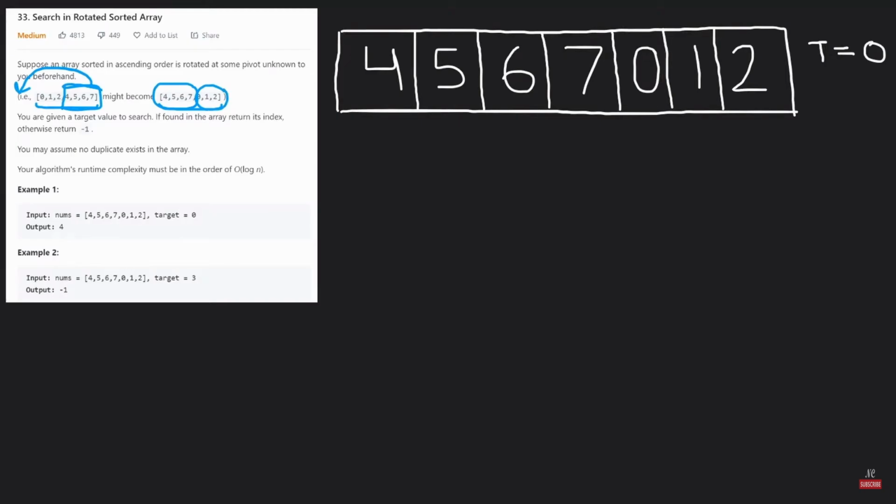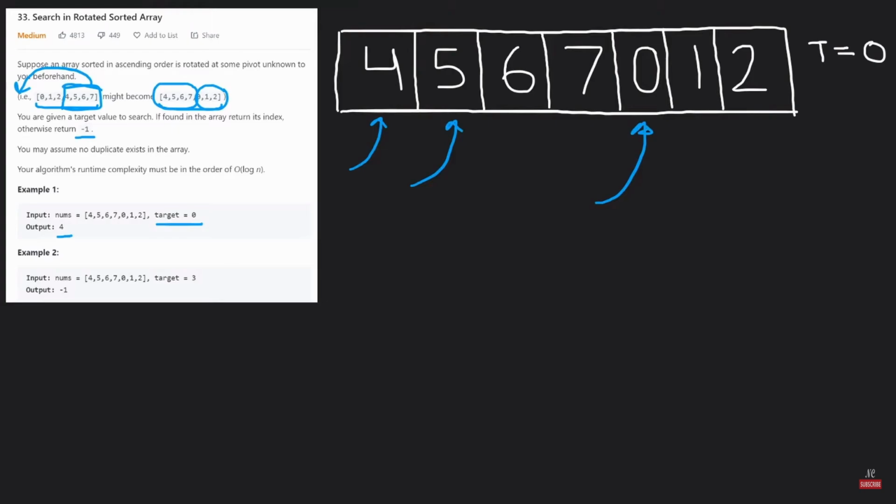We're also given a target value, in this example target 0, and we want to check if our array contains this value. If it does, we return the index. If it doesn't, we return -1. The most straightforward way to approach this problem is literally just check every single value. Is this our target? Is this our target? Eventually we'd get here, this is our target, and then we return the index 4.